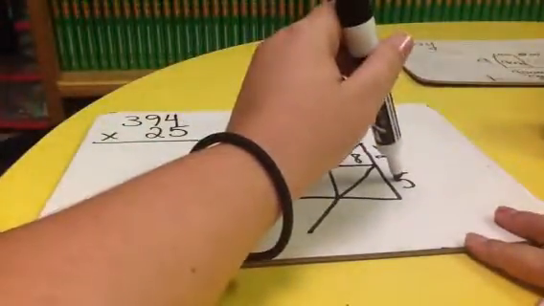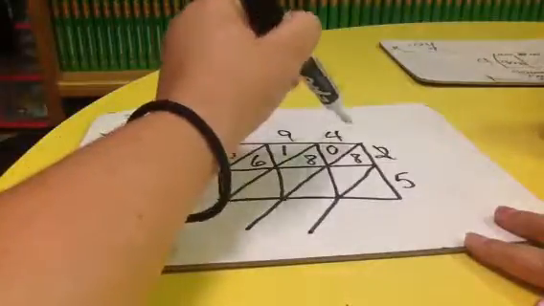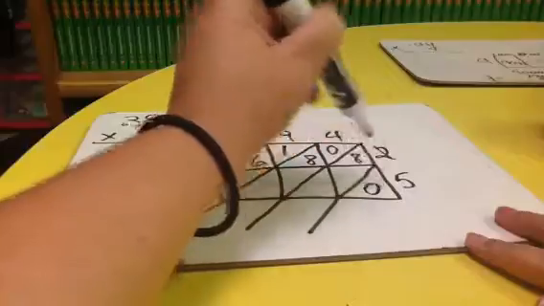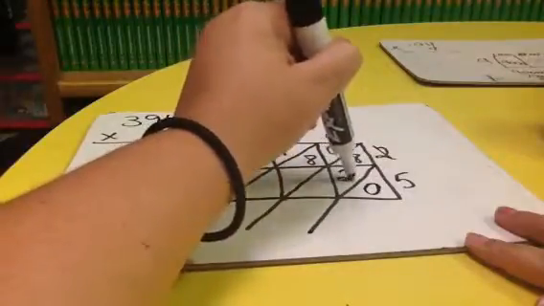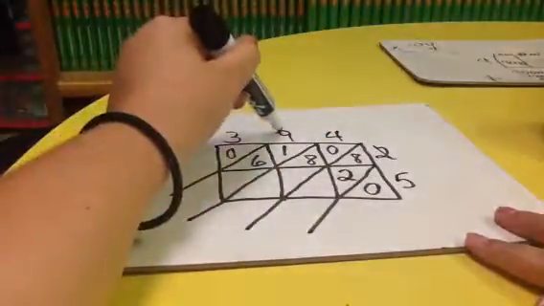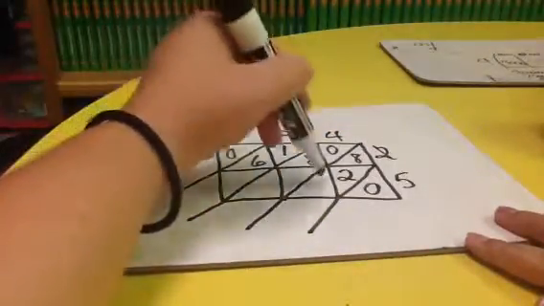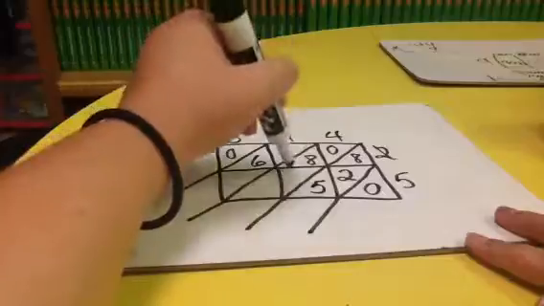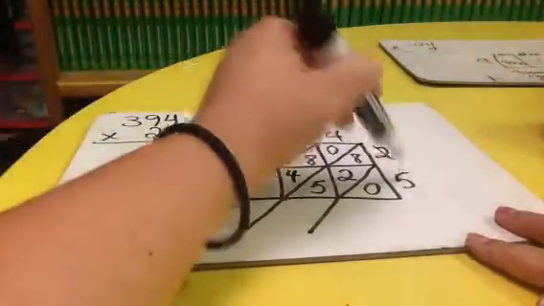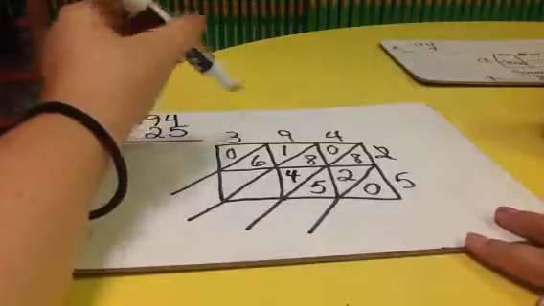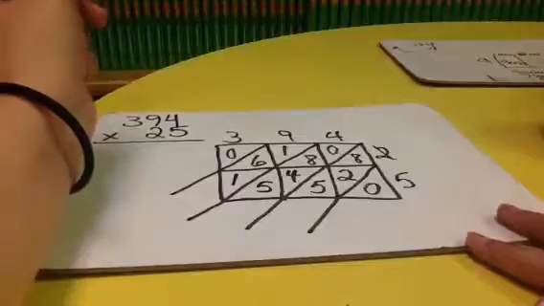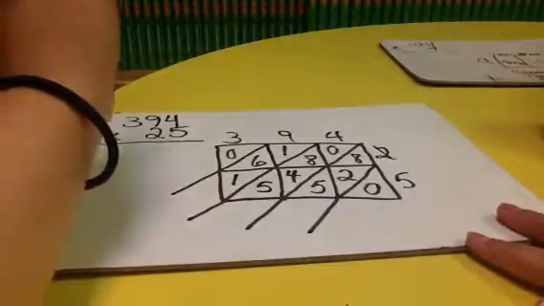Next I'll move to the 5. 5 times 4 is 20. I'll drop my 0 in the ones place and put my 2 in the tens place. 5 times 9 is 45. Drop my 5 in the ones, put my 4 in the tens. 5 times 3 is 15. And now I have completed the multiplication.